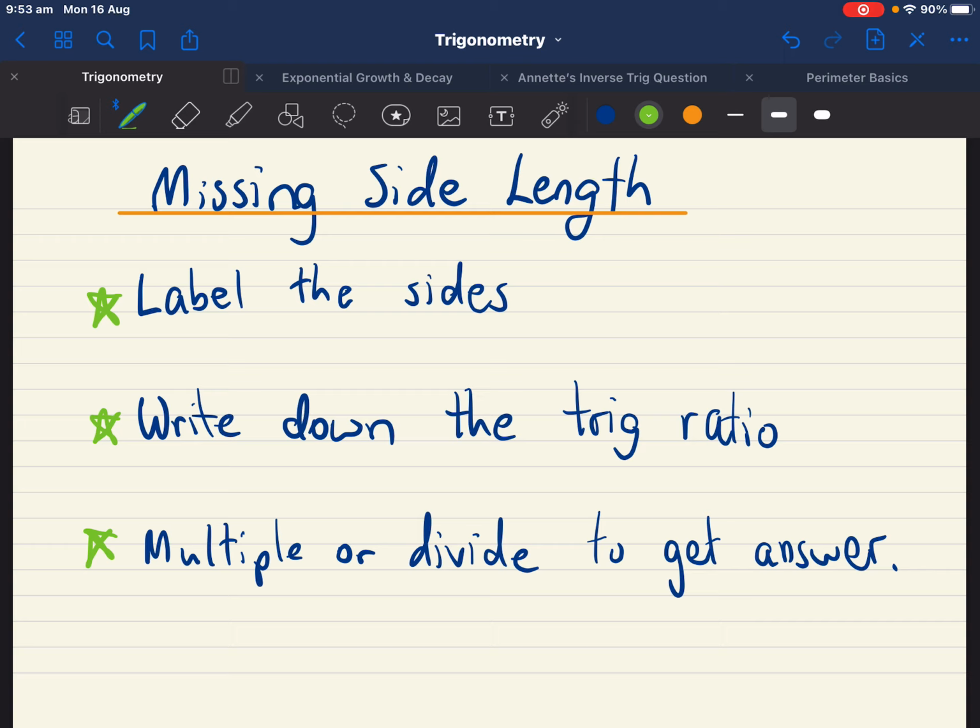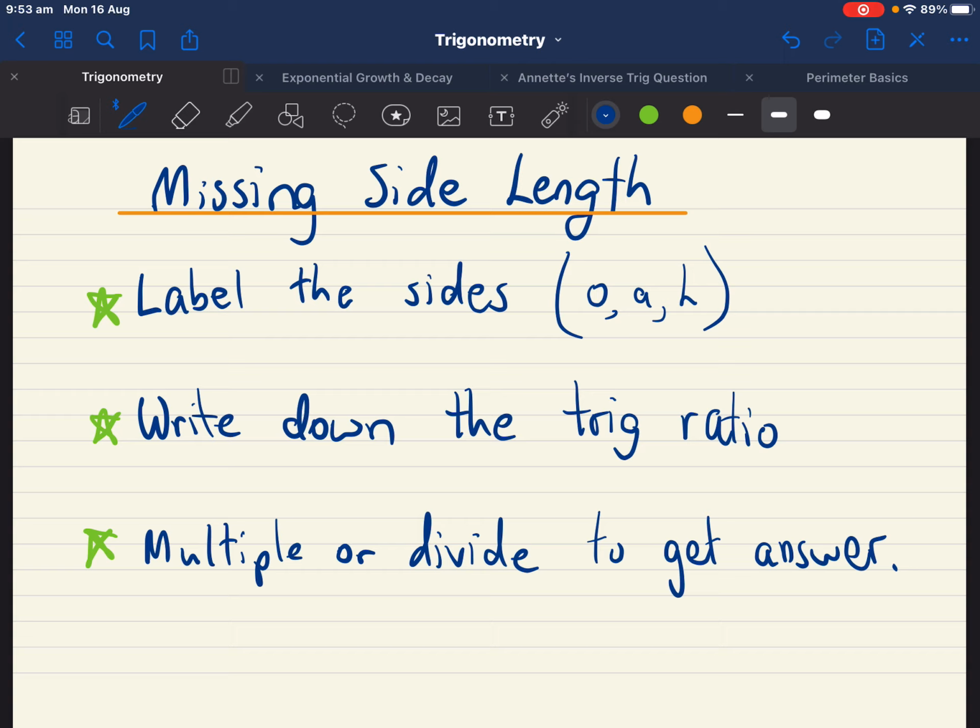There's 3 things we need to do for each of the questions. We label the sides. So this would be the opposite, adjacent, or hypotenuse. We then write down the trig ratio that's relevant to the triangle. So there's 3 trig ratios, right? Sine, cos, and tan. But depending on the 2 sides that we have, we'll only be using one of them. And then the final step will either multiply or divide to get the answer.